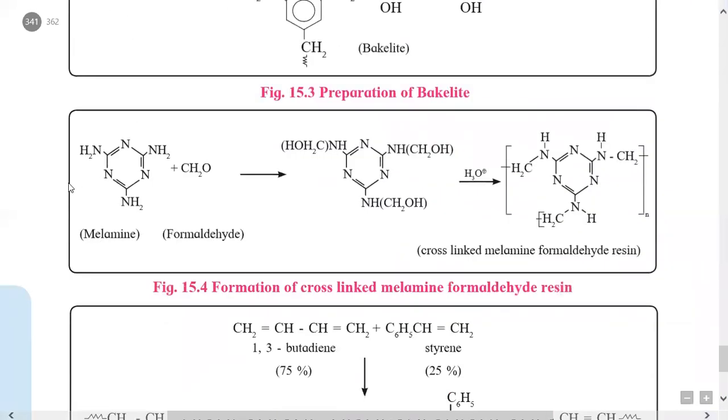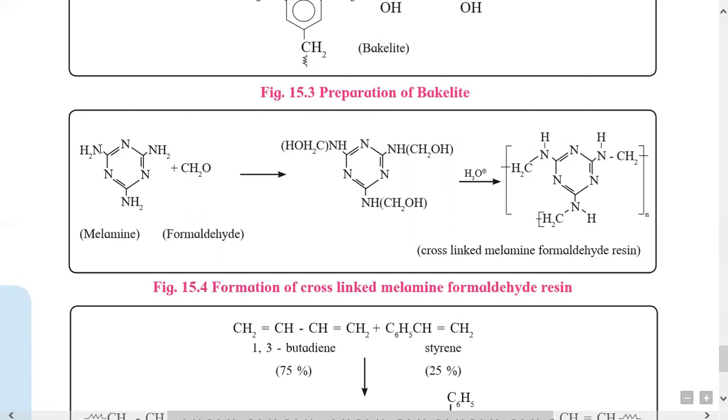melamine formaldehyde resin. This is a 6-membered ring having nitrogen at alternate positions at 3 corners, and the remaining alternate 3 corners have NH2 group. This is a simple structure of melamine. Again, I will repeat. Melamine is a heterocyclic compound having a 6-membered ring with nitrogen at alternate corners, and the remaining corners have NH2 group. So there are 3 nitrogen and 3 NH2 groups in melamine.